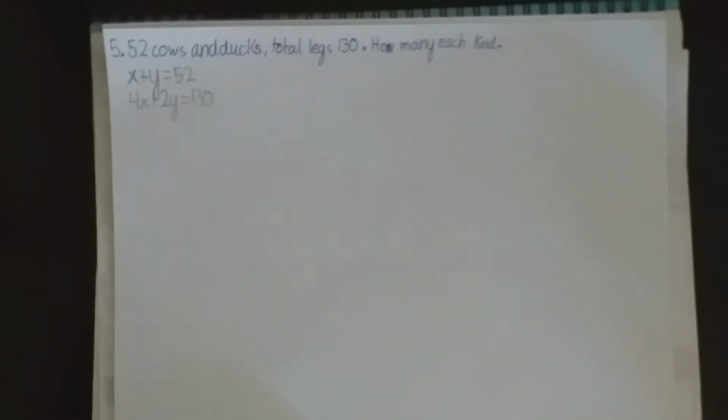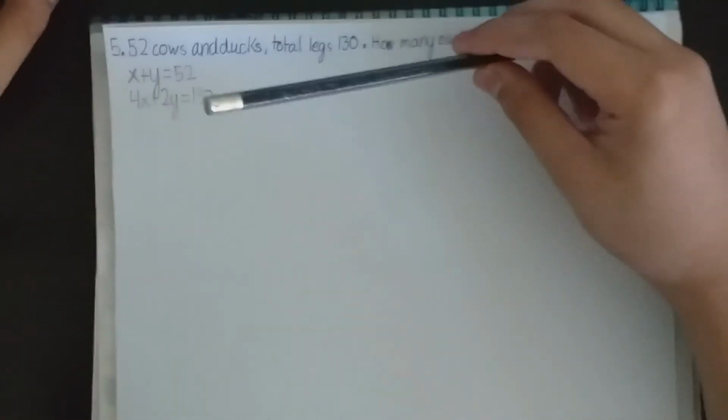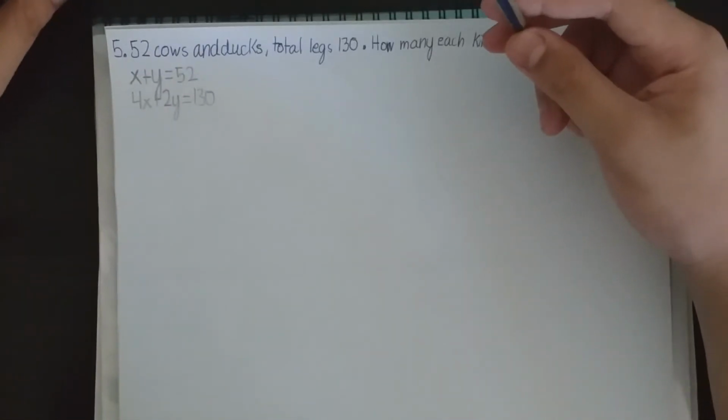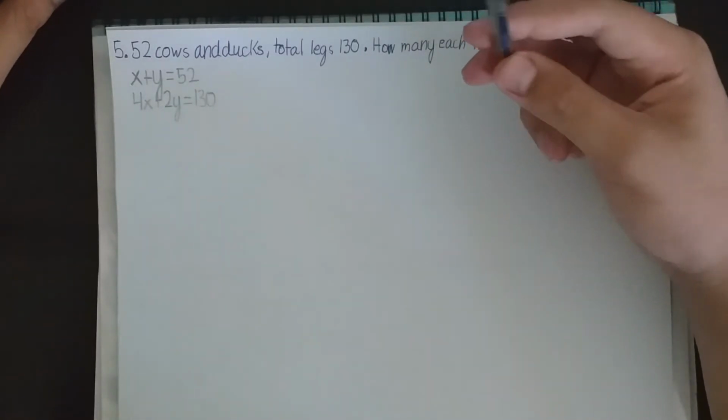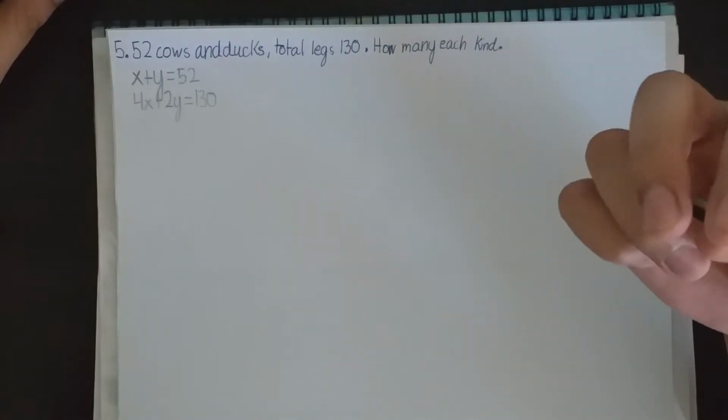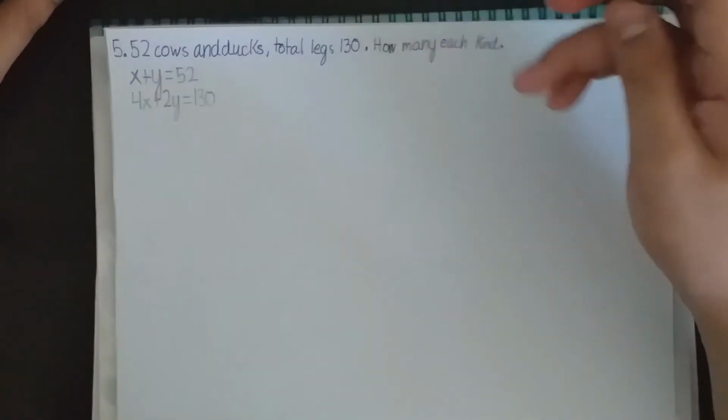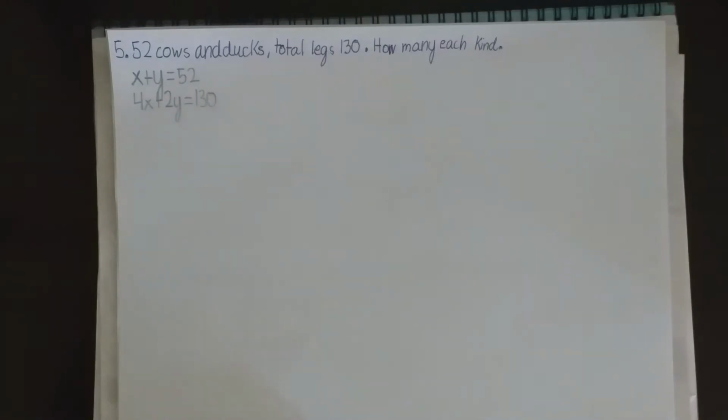For me, the way I did it is by using the substitution method, and these are your givens: x plus y equals 52. X represents cows, and letter y represents the ducks. 4x plus 2y equals 130. 4x represents the number of legs of cows, and 2y represents the number of duck legs, and 130 represents all of the legs. So now we'll be using the substitution method.